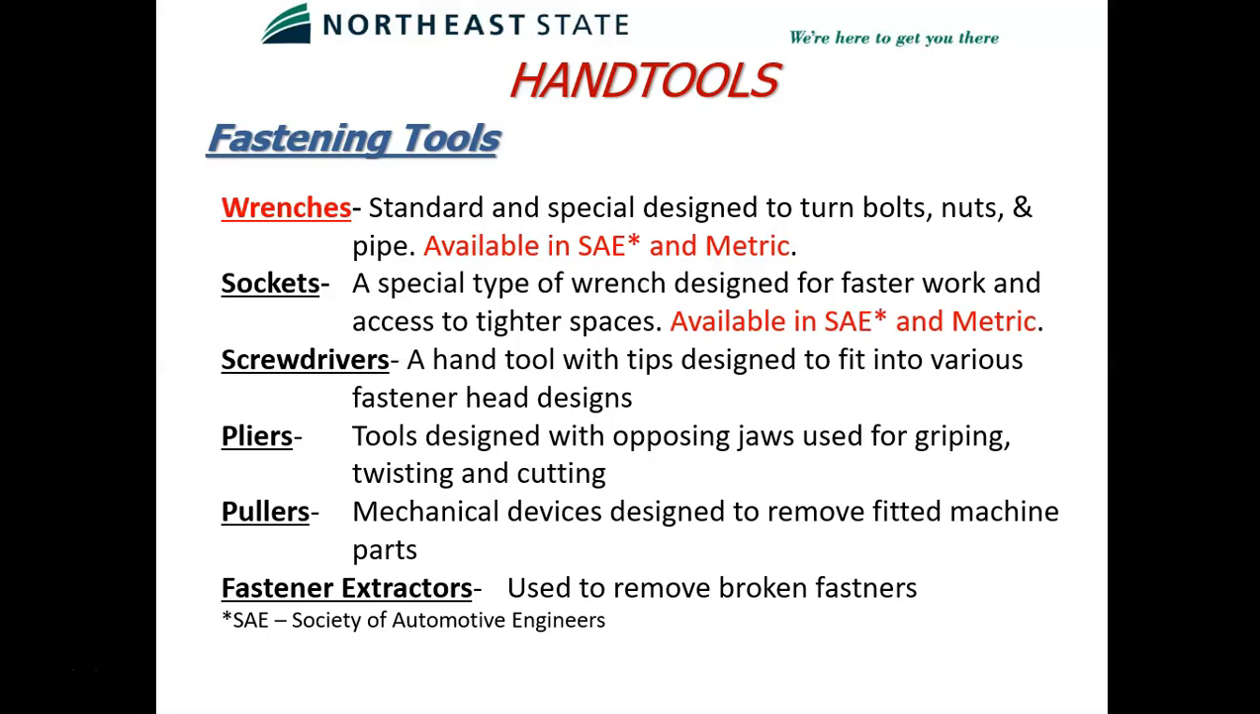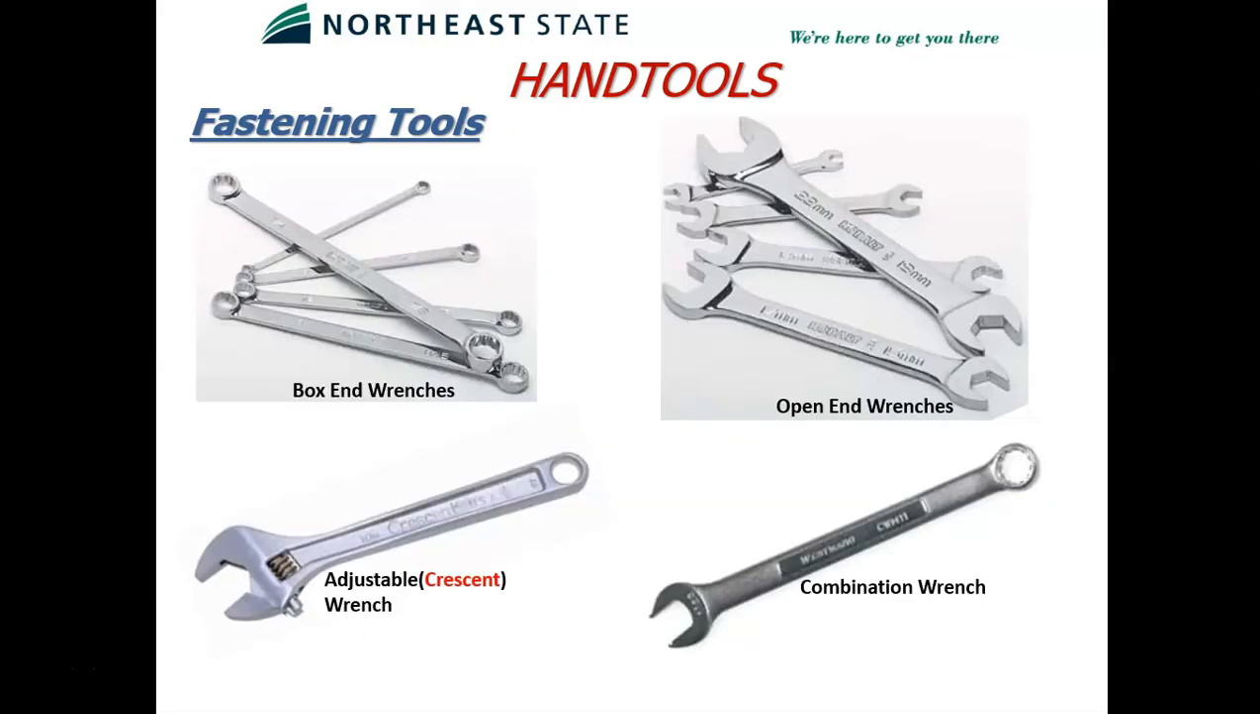So we have sockets that are also available in standard and metric. Screwdrivers, pliers, pullers, fasteners, fastener extractors. We'll look more in depth at those. Here's some pictures of the different types of wrenches. So you've got boxed-in ends, notice that both ends have a circle on it. So you'll probably have a 1/2 inch on one end and 9/16 on the other. That's typically how those are. Those are 12 point on those. You can also get them in 6 point.